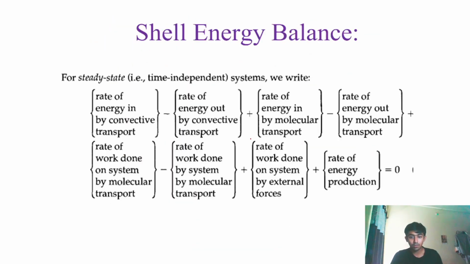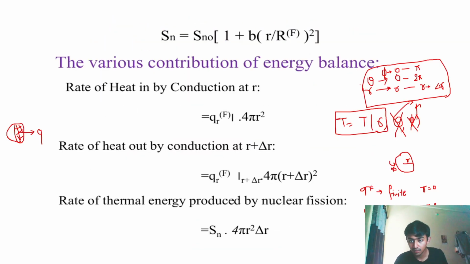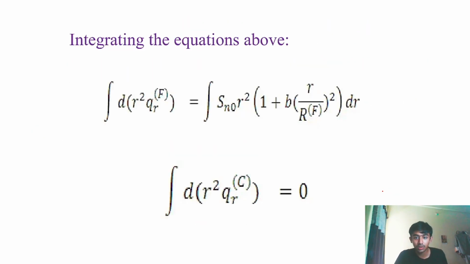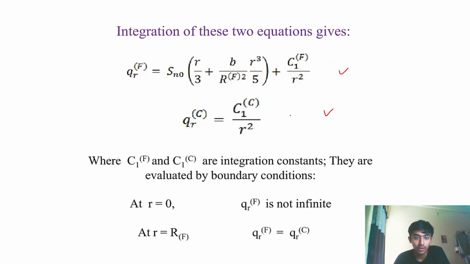We discuss some boundary conditions initially, like for r equals 0, Q will be finite. So if we put r equals 0 here for the fusionable material, we can see this portion will become undefined or not defined.